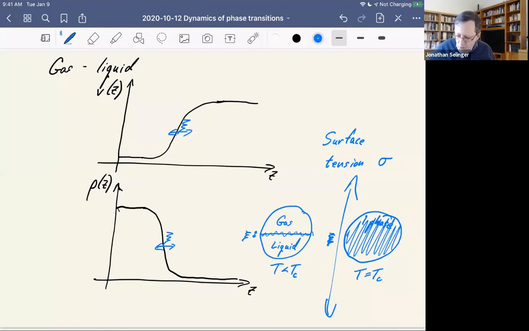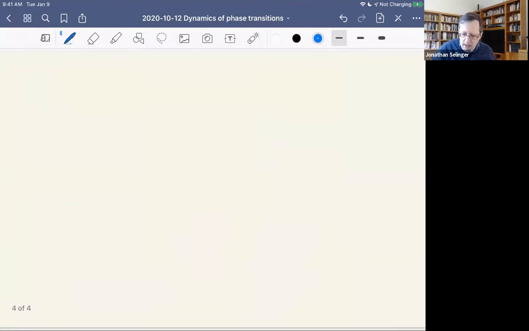Okay, so that is one aspect of what I wanted to do with field theory. And that actually ties into the next chapter that I wanted to get towards. Okay, so the next chapter here has to do with dynamics of phase transitions.